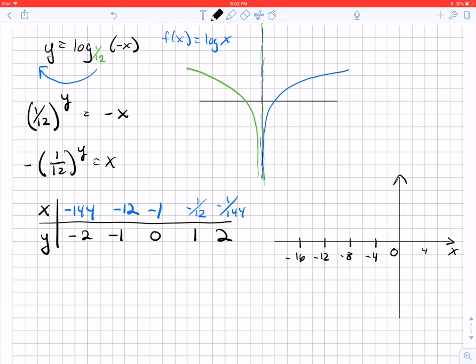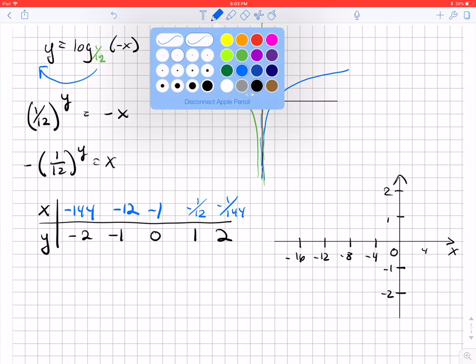Now the y's go from negative 2 to 2. Let's see, 1, 2, 3, 4. We can go to 3. That's far enough. So now you just have to think about your window. You have to think about what's a good window to capture your x's and what's a good window to capture your y's. Okay, so now we're just going to plot these points.